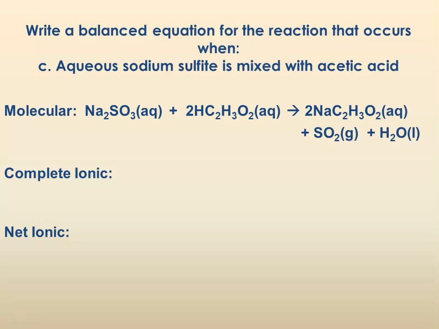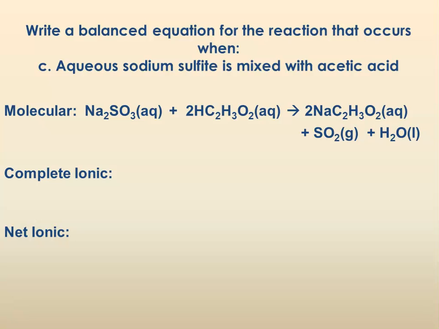By balancing the two acetic acid molecules on the left side with the acetate on the right, that gives us two hydrogens, which balances out with the two H's in water. We have three O's that were remaining in SO3, and we have two in the SO2 plus one in the H2O. That also gives us our three oxygens.